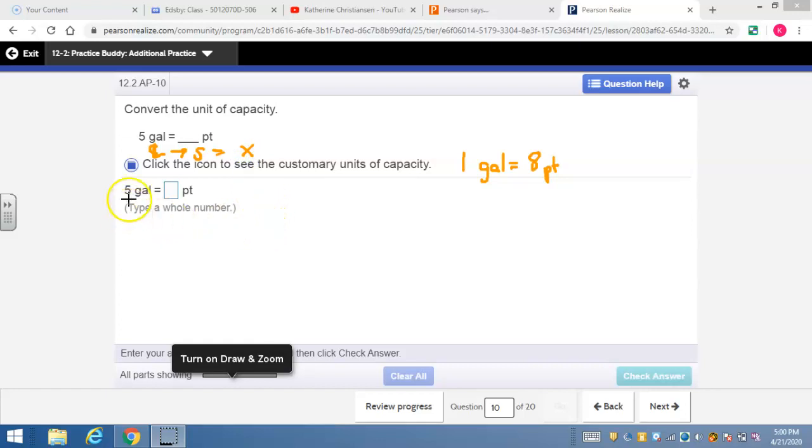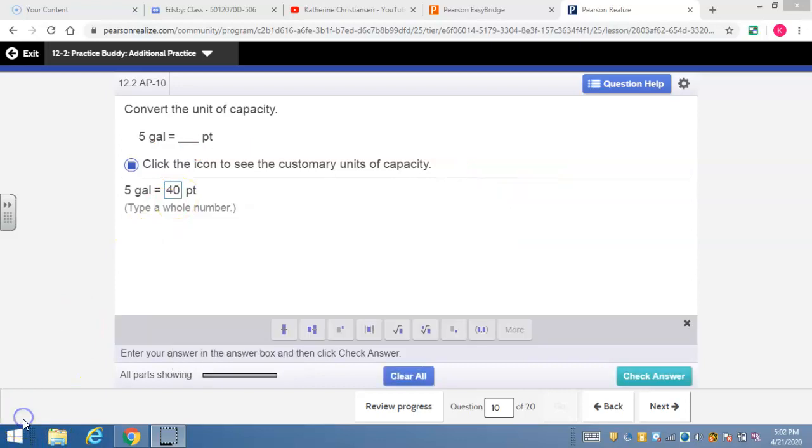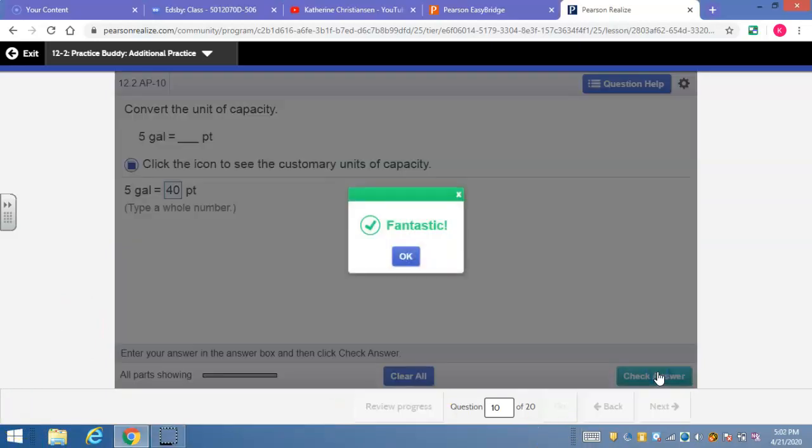So what do I need to multiply? Well, I've got 5 gallons. I already know that there are 8 pints in 1 gallon. So I'm just going to need to multiply 8 times how many gallons I have? 5. That's not too bad. 8 times 5 is? That's correct, 40. So then I figured out that 5 gallons is the same as or equal to 40 pints. And I'm going to check my answer.